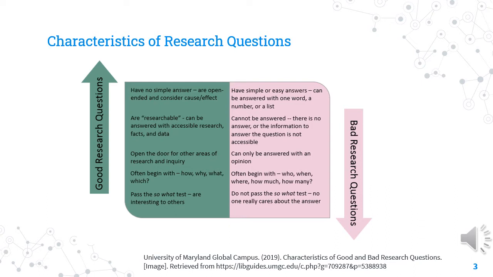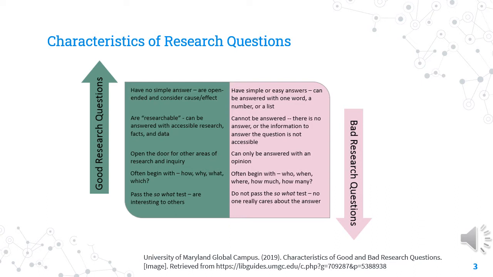Let's take a look at the characteristics of good research questions. This is provided by the University of Maryland Global Campus. Good research questions do not have a single answer. This means that they are open-ended and can explore cause and effect of various components, even those that aren't understood when the question is asked.